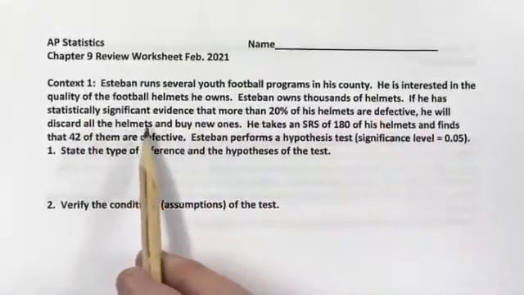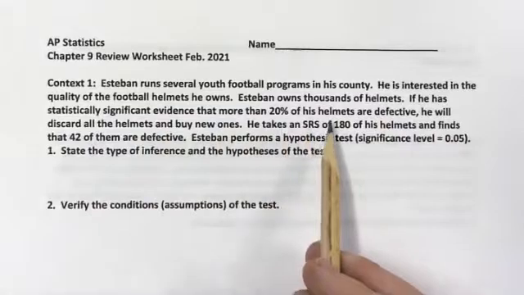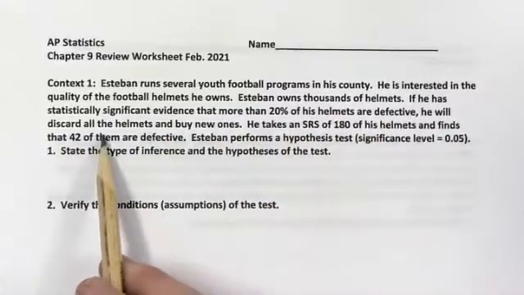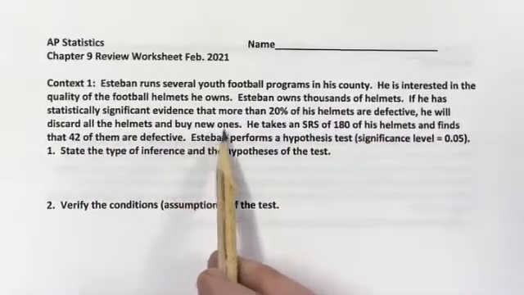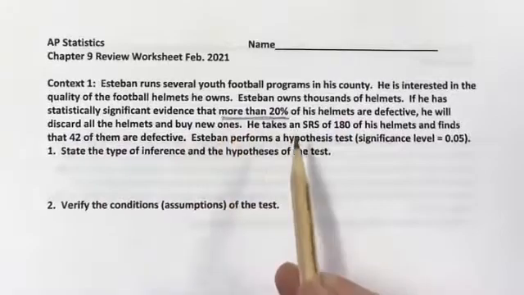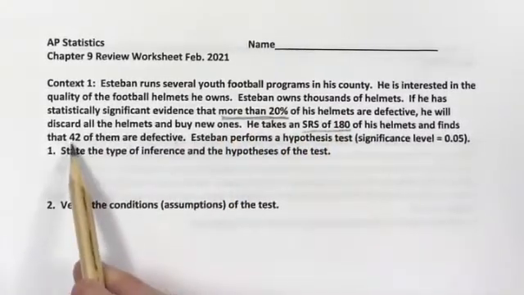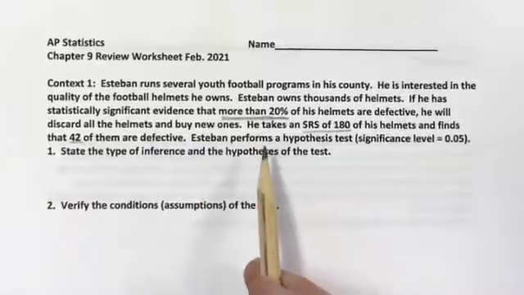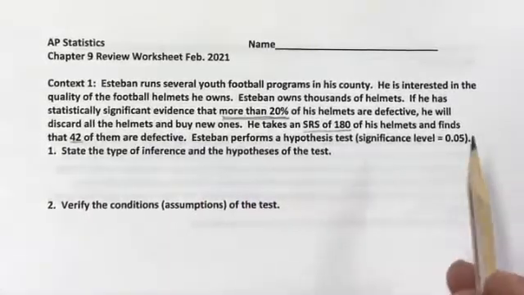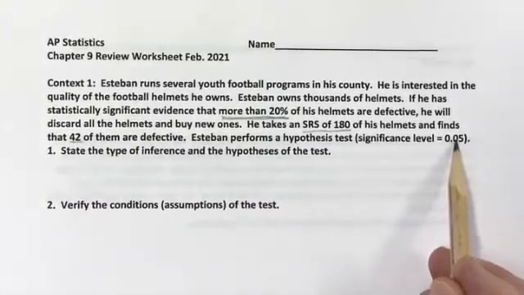If he has statistically significant evidence that more than 20% of the helmets are defective, he will discard all the helmets and buy new ones. So more than 20%, okay? He takes a simple random sample of 180 helmets and finds that 42 of them are defective. Esteban performs a hypothesis test with a significance level of 0.05.